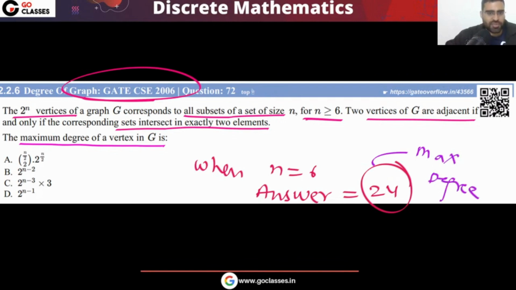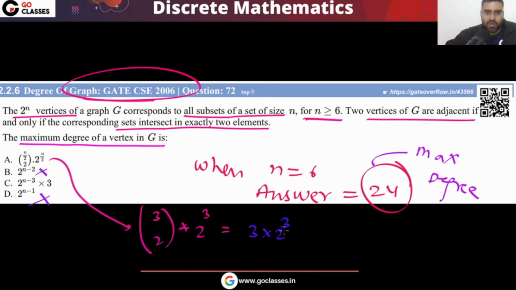So which option is giving you 24 when you put n equal to 6? This option is gone. What about this option? And look at this option. What is this option? This option is 3C2 multiplied by 2 power 3. 3C2 is 3, multiplied by 2 power 3. Oh, that is 24. Okay. And what is this?